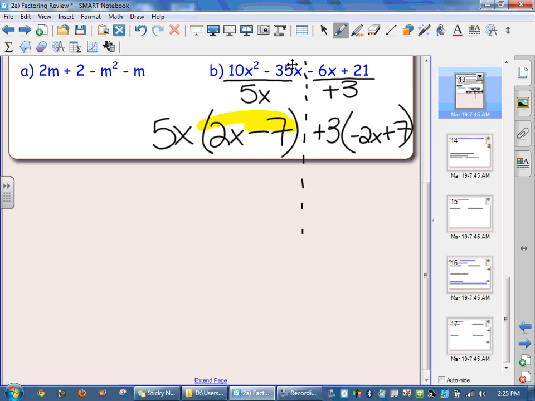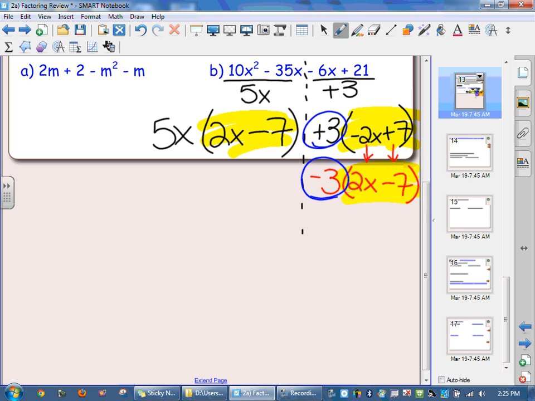So if I take my right-hand side and I change my positive 3 to a negative 3, that's going to change the signs of the numbers on the inside. I'll get a positive 2x and a negative 7. Now do my brackets match? Yes, now the brackets match. So sometimes you have to check and see if it's a positive you take out or if it's a negative you take out.